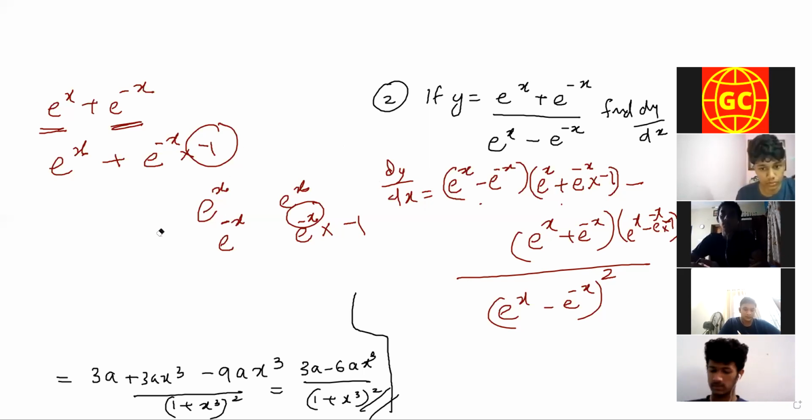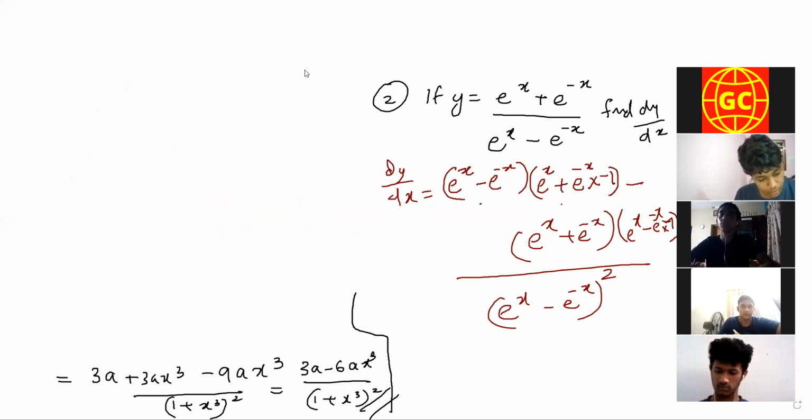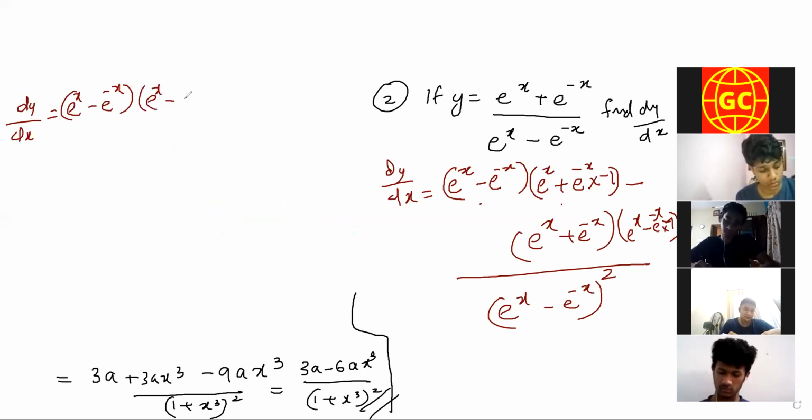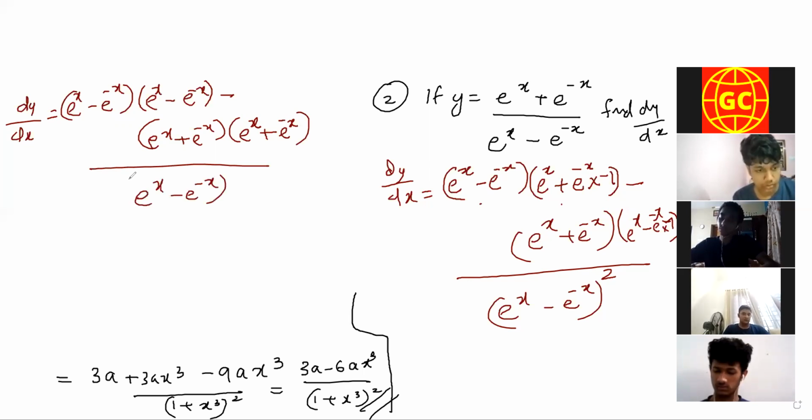Now what will you do? Open the brackets. Open the brackets. So I have done up to here. Now open the brackets. This one I just showed how the derivative is coming. Now please open the brackets. This can be rewritten as dy by dx is equal to (e^x minus e^-x) into (e^x minus e^-x) minus (e^x plus e^-x) into (e^x plus e^-x), divided by (e^x minus e^-x) the whole square.